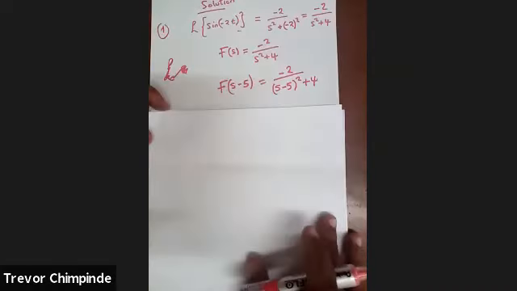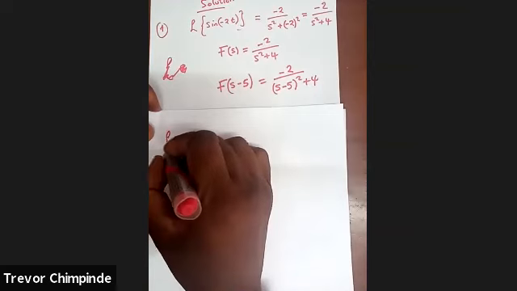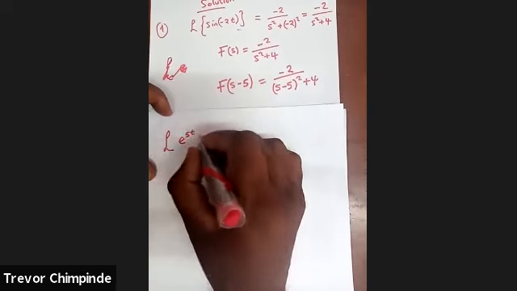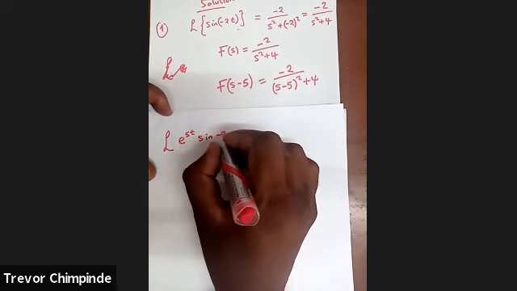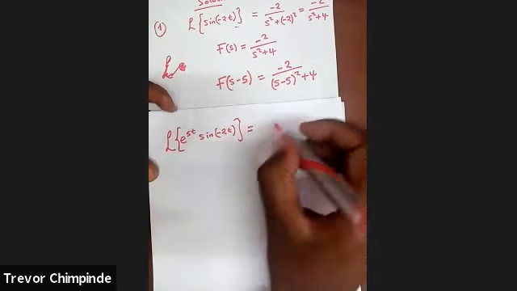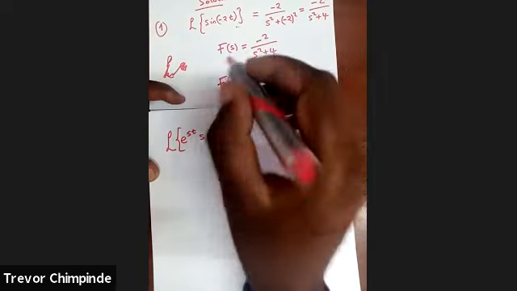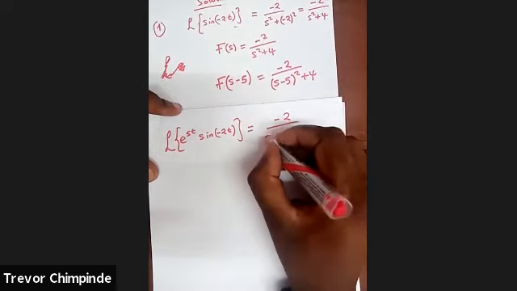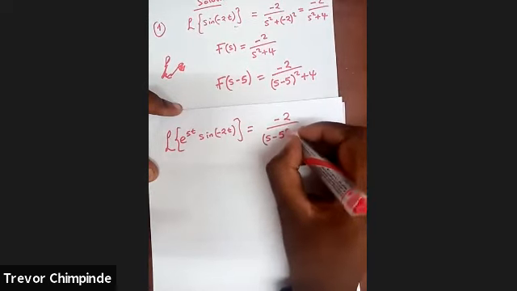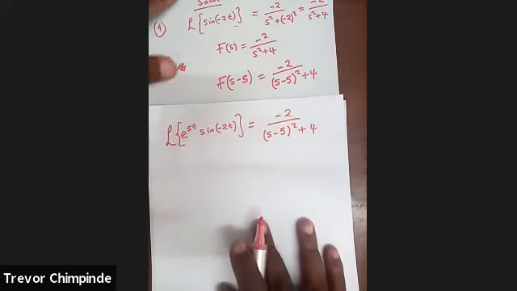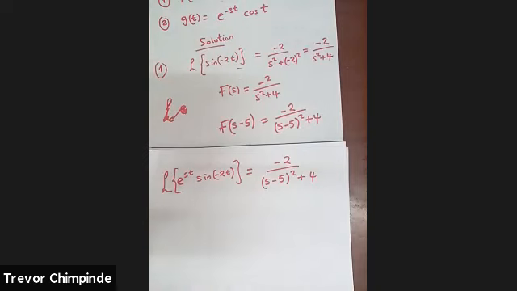So I can now write that the Laplace of e to the 5t sine of negative 2t, like this, is f of s minus a. A is 5, so it's f of s minus 5, which is negative 2 over s minus 5 squared plus 4. Comments? What do you think?